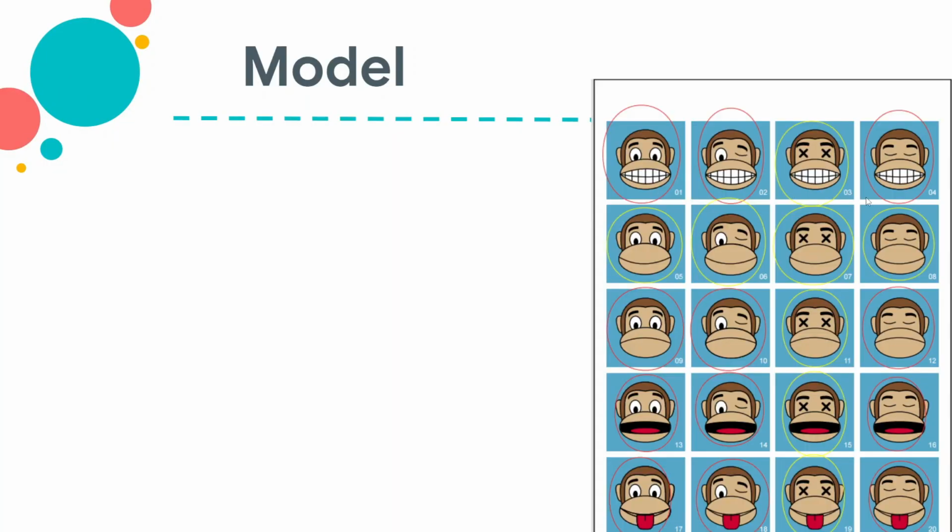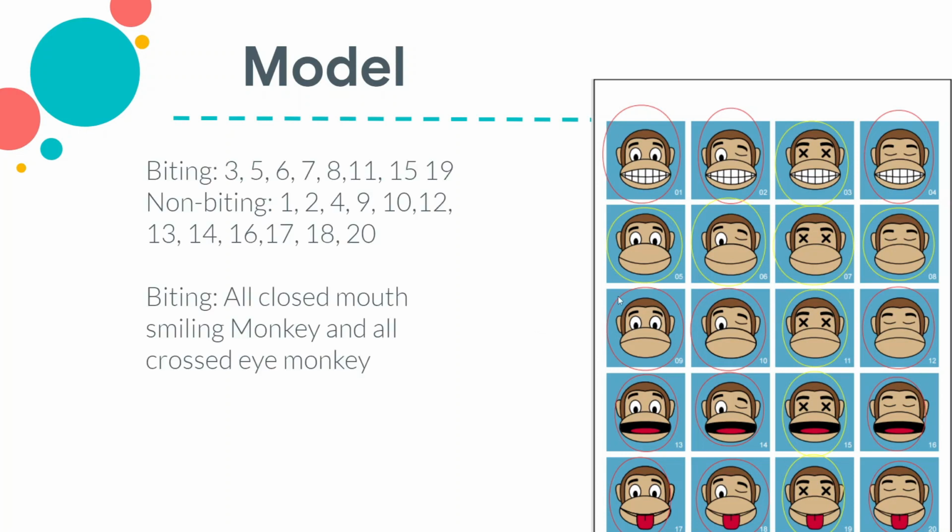If you look at this blue monkey that we gave to you, you will notice that all the biting monkeys are the ones highlighted in the yellow circle. You see all the biting monkeys fall within this range and this range. Can you tell me what are the similarities? If you see, all biting monkeys have the X, the cross-eyed, and they all have the same smile here. So this is how we created our model.